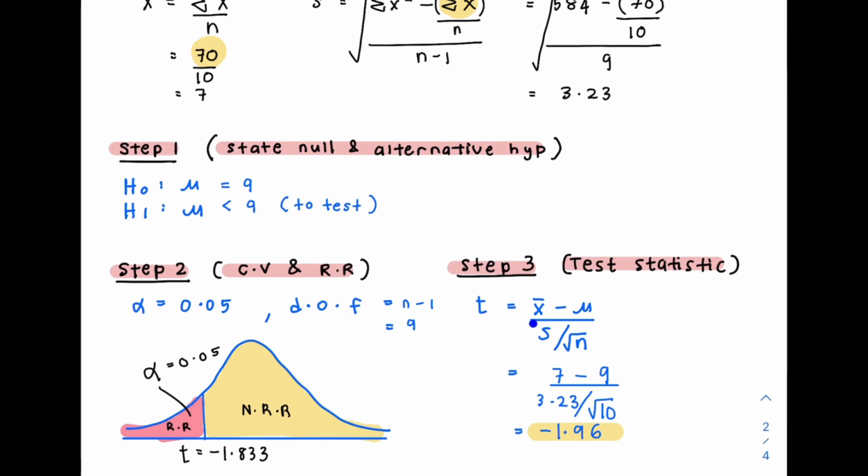Okay, move to the third step, test statistic value. Your formula for t value is x bar minus mu over s divided by square root of n. So the average from the sample you calculated before is 7, minus the mean 9, over the standard deviation from the sample, 3.23, divided by square root of 10. Then your t value will be negative 1.96.